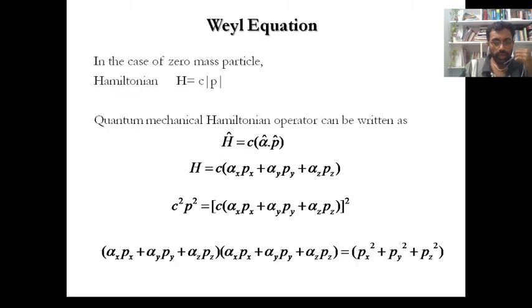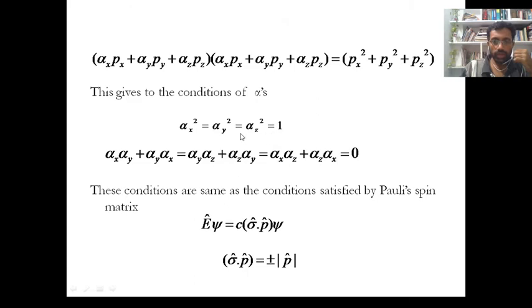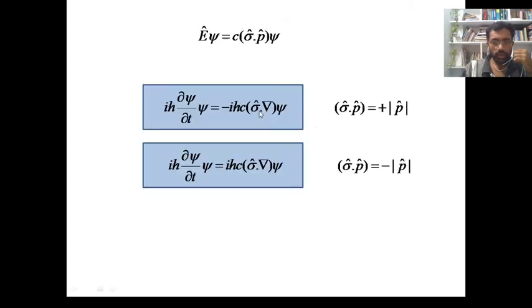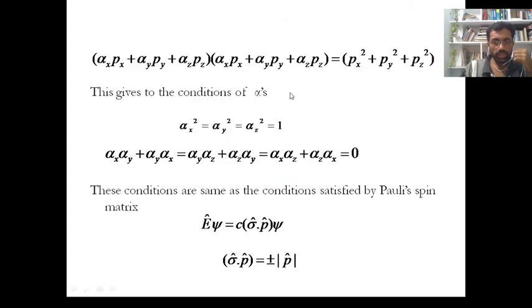So we are introducing alpha x, alpha y and alpha z such that c square p square is equal to c alpha x px plus alpha y py plus alpha z pz whole square. And when we are searching for the conditions that must be satisfied by this alpha x, alpha y and alpha z, we can say that they are the same conditions that are satisfied by the Pauli spin matrices. So we can say that alpha x, alpha y, alpha z may be Pauli spin matrices.